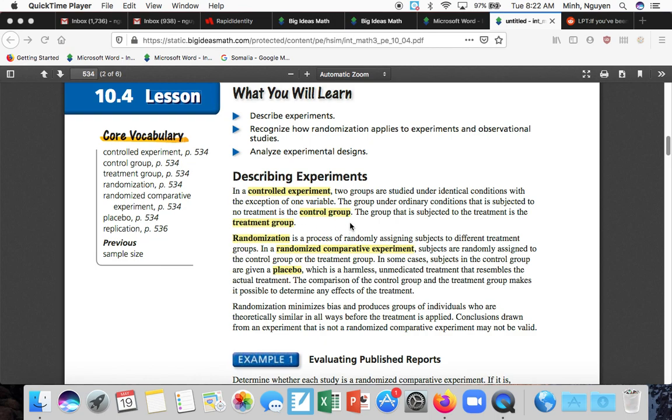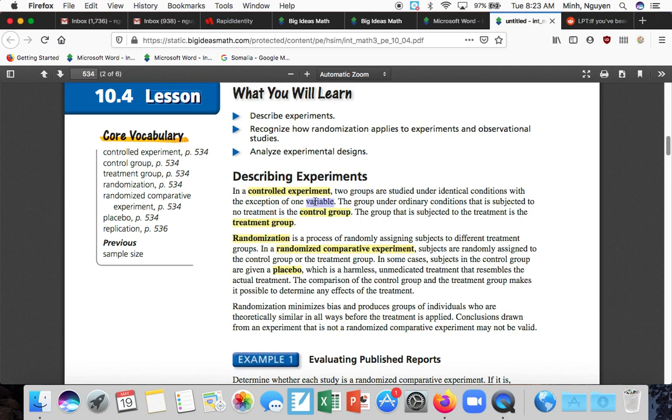In a controlled experiment, two groups are studied under identical conditions with the exception of one variable. One variable means that there's one thing different about them. So for instance, if I wanted to test this new drug for a medical condition, then you would want to test people under identical conditions with the exception of one variable. So you want to make sure, if possible, those people are as similar to each other as possible, or when there is variety, that there's an equal amount of variety. And I'll go into a deeper description after I've covered some other vocab.